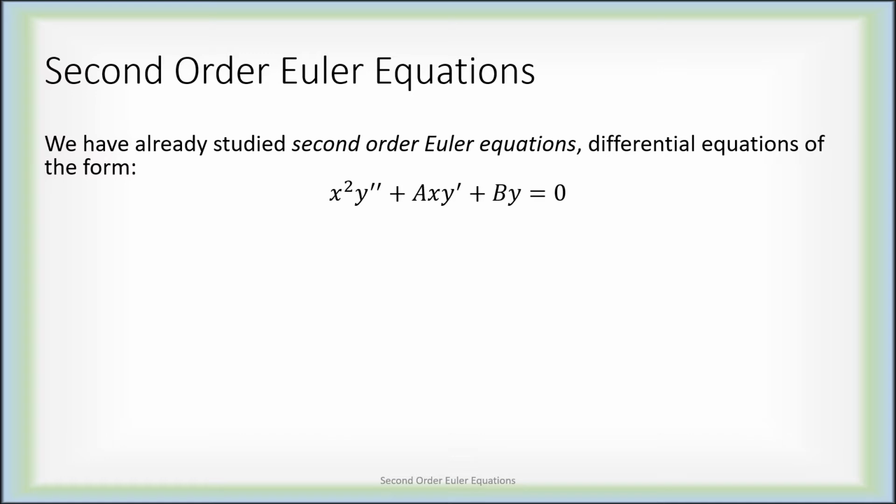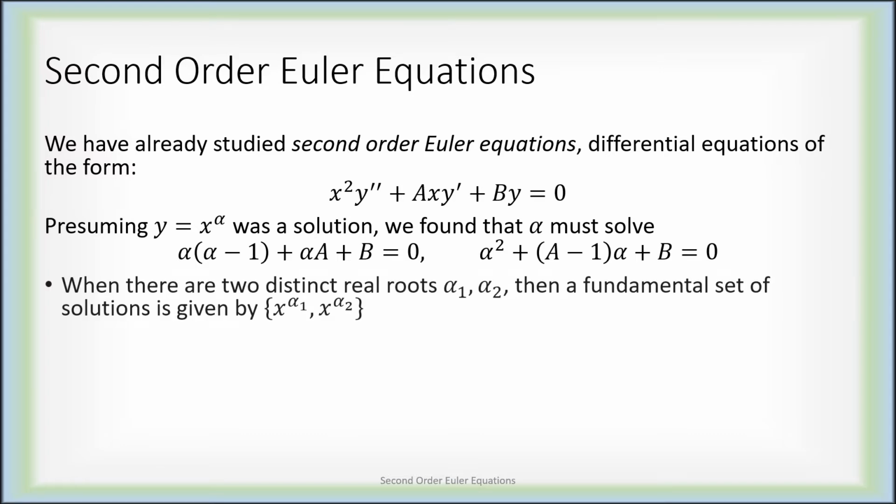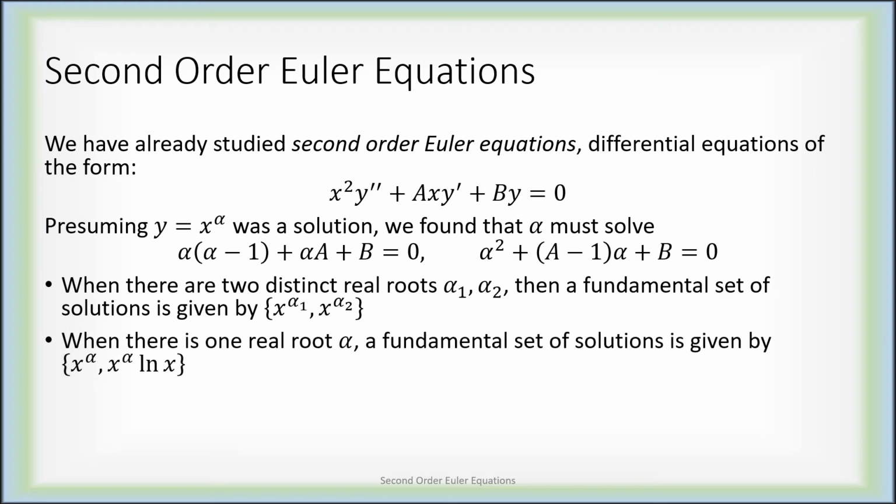These were differential equations of the form x squared y double prime plus axy prime plus by equals 0. Presuming that x to the alpha was a solution, we found that alpha had to solve a quadratic equation, alpha squared plus (a minus 1) alpha plus b equals 0. When this quadratic equation had two distinct real roots, then x to each of those powers formed a fundamental set of solutions. When that quadratic had a single real root, a fundamental set of solutions was given by x to the alpha and x to the alpha log x.